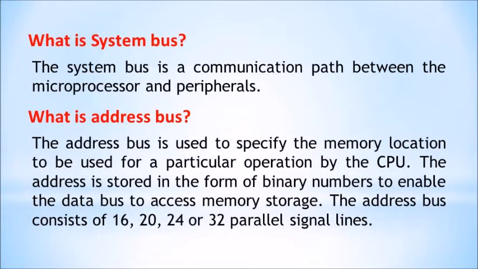Next question, what is address bus? Address bus is used to transfer data between devices and the devices are identified by the hardware address of the physical memory. So, the address bus is used to specify the memory location to be used for a particular operation by the CPU. The address is stored in the form of binary numbers to enable the data bus to access memory storage. The address bus consists of 16, 20, 24 or 32 parallel signal lines. Generally, address bus is unidirectional.